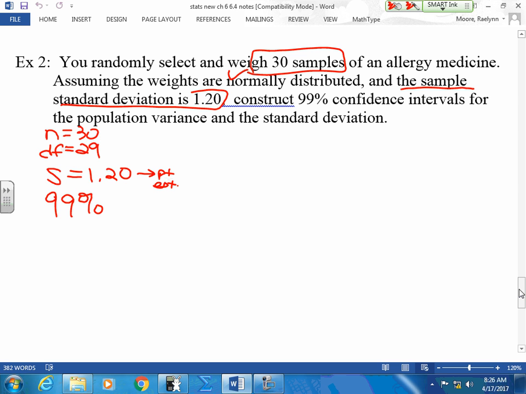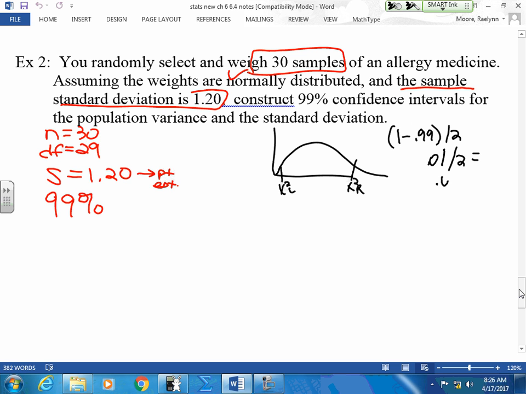So again, I'm going to start with, okay, here's my curve. It goes over here somewhere. I have an x2L and I have an x2R somewhere. I need to find those values. So I start with 1 minus 0.99 divided by 2. This gives me 0.01 divided by 2. This gives me 0.005. What is 1 minus 0.005? 0.995. Good. So find me the x2L and the x2R using your table 6.